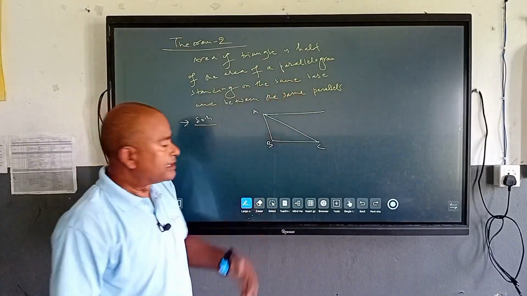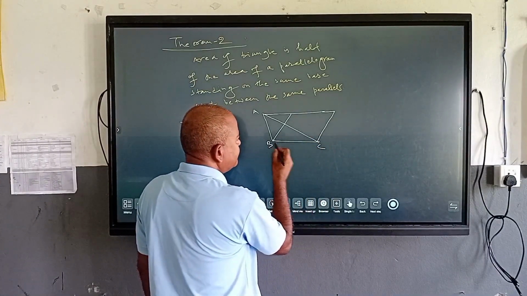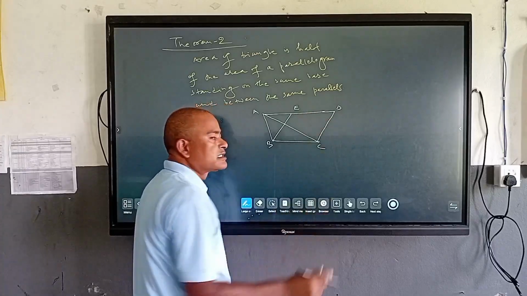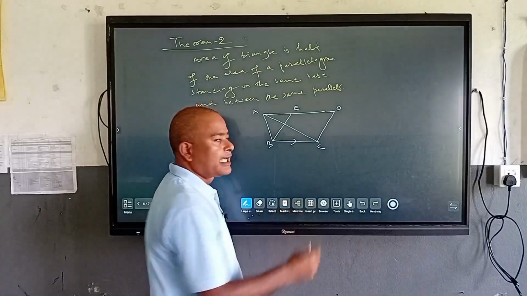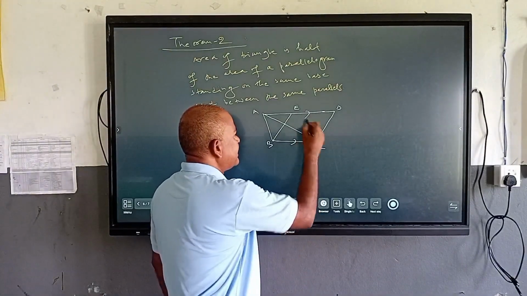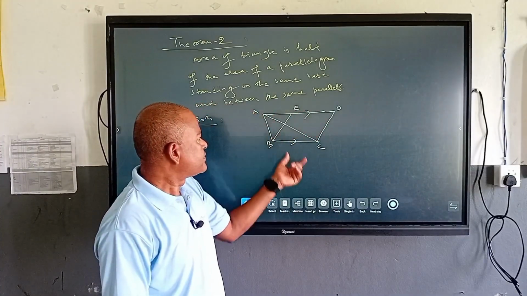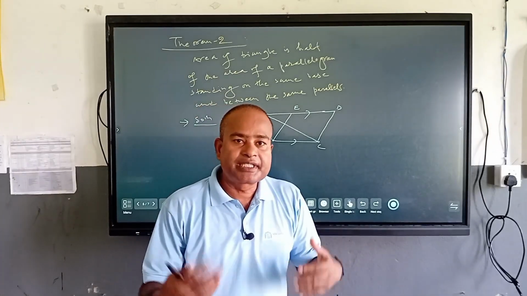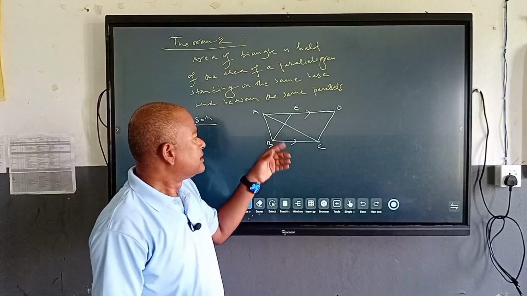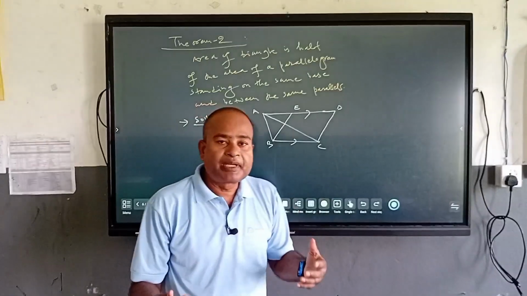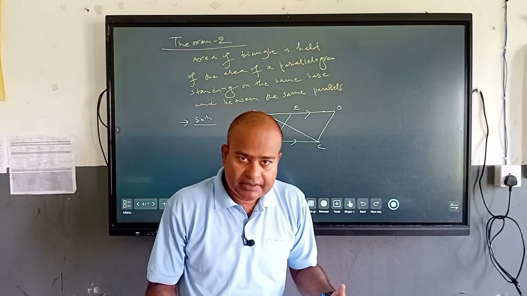Then we have to draw another figure, a parallelogram. So let us say BCDE is the parallelogram. Both are standing on the base BC and they are between the same parallels BC and AD. So if a triangle and a parallelogram are standing on the same base and between the same parallel lines, then the relation between area of triangle and area of parallelogram is half. That means area of triangle is half of the area of parallelogram.